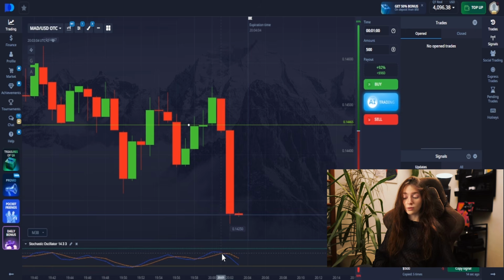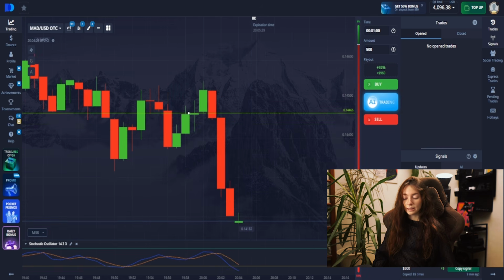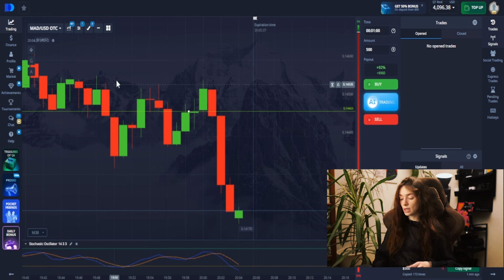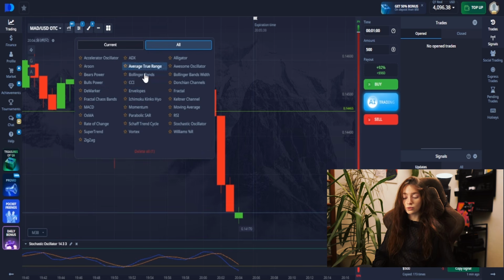When one line crosses the other, that's a sign of a reversal, like here. You can see a drop that followed. That's why it's very accurate and sensitive. Now the second indicator, CCI, measures how far price deviates from its average value. It shows abnormal moves when the market goes too far.